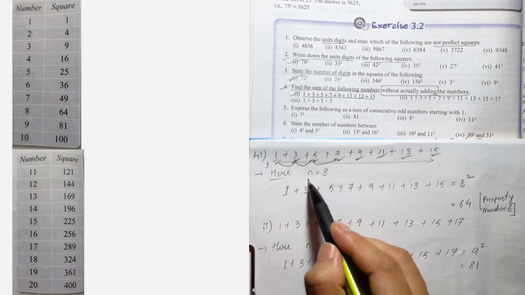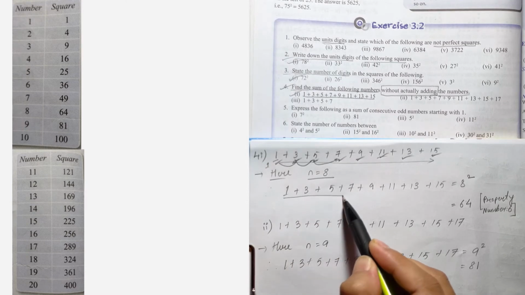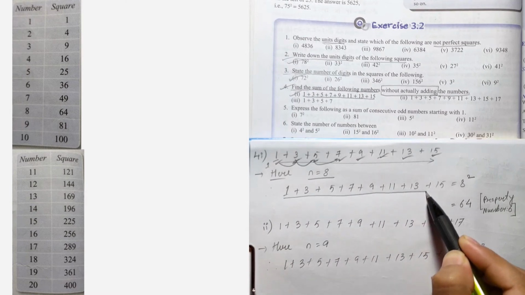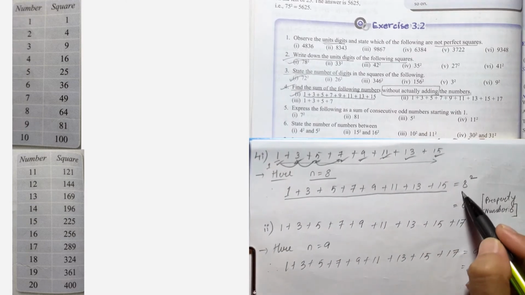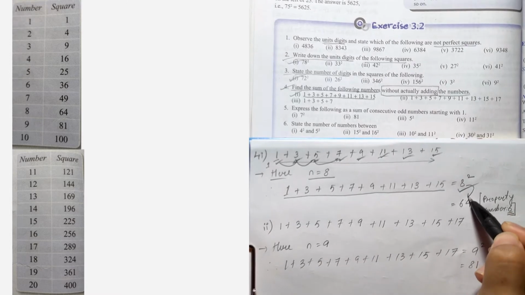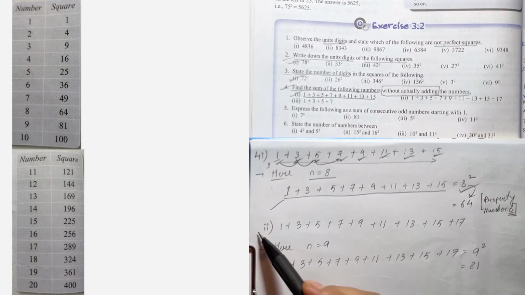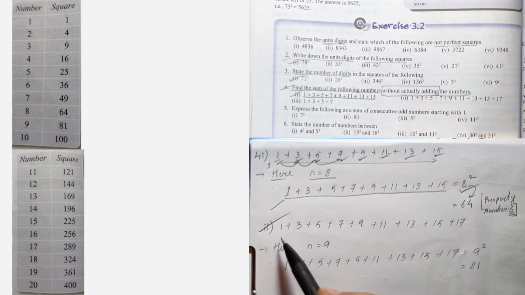Now here n is equal to 8, so 1 plus 3 plus 5 plus 7 plus 9 plus 11 plus 13 plus 15 will be equal to 8 square. This is nothing but property 6. Now we know 8 square is 64. If you didn't understand this, let us understand it with another example.